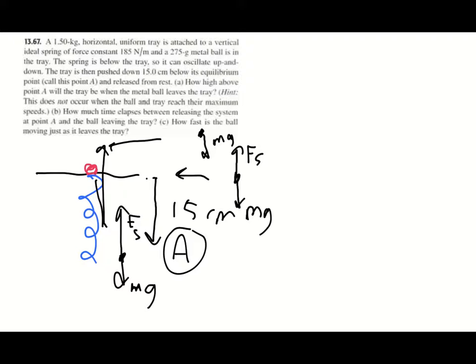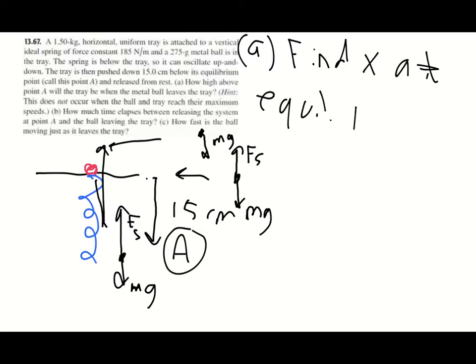So we have to figure out when that actually happens. Okay. Well, to do that, we have to find out how much is it compressed when it's at that equilibrium point? So for A, the first thing we need to do is find x at the equilibrium point. And that's not as hard as we think it is. We're just at the equilibrium point. You can see that those forces are equal right here. So all we have to do is just set those equal. Fs equals mg.